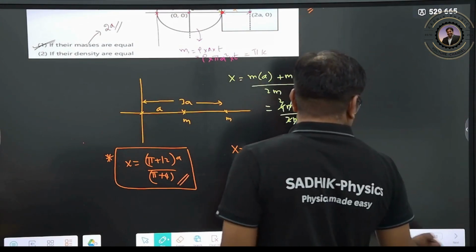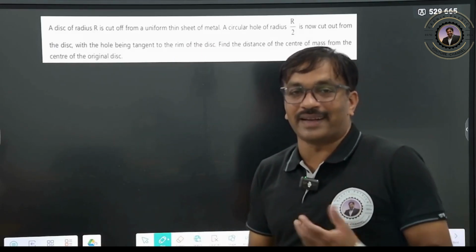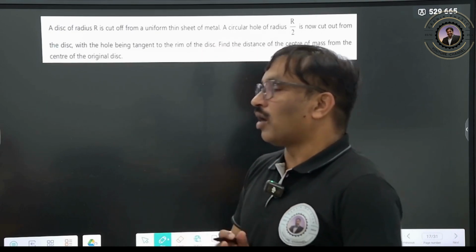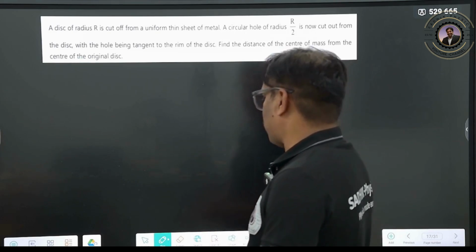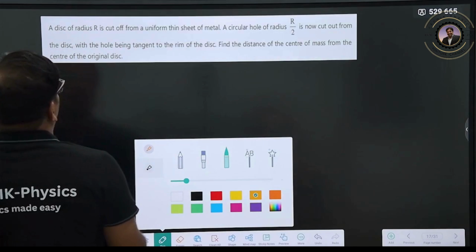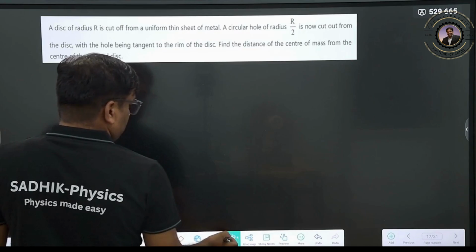Now, students, we will do one more question. Here there is a disc and we are cutting a part out of it. How do we calculate the center of mass of the cut disc? First let us understand very clearly what is given in this question. There is a disc of radius r.